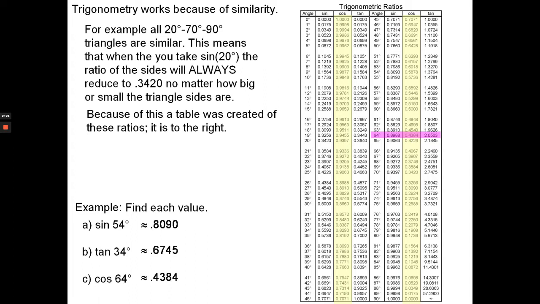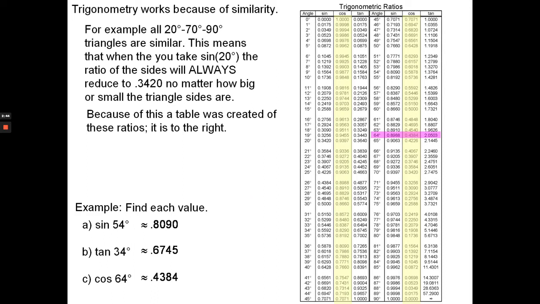Often students just use their fingers or highlight, because you're going to be reusing this table over and over again. One key thing that students mix up is they end up in the wrong column. So make sure if you are doing cosine that you are in the cosine column. If you're doing sine, be in one of the sine columns, etc.